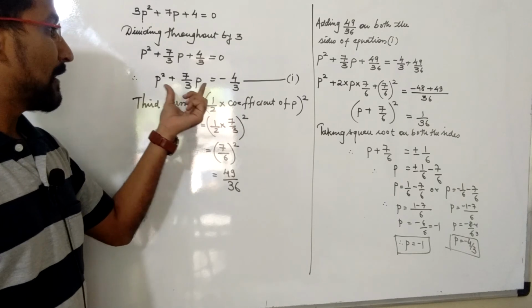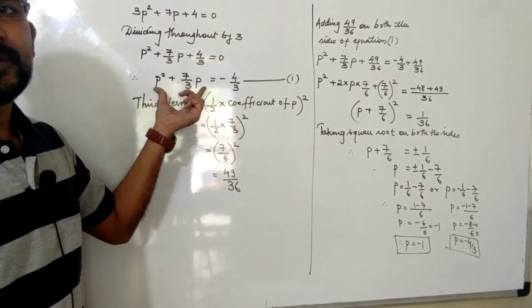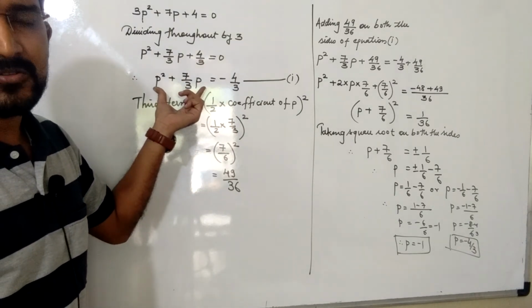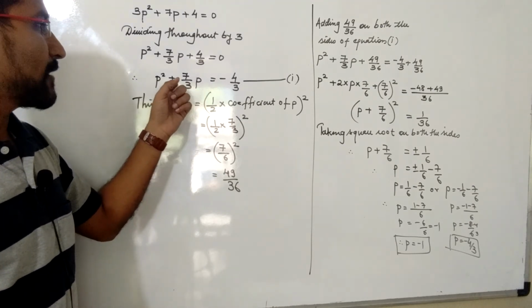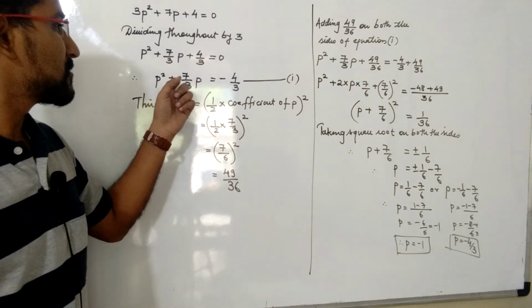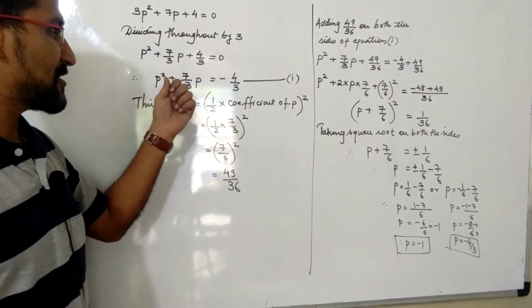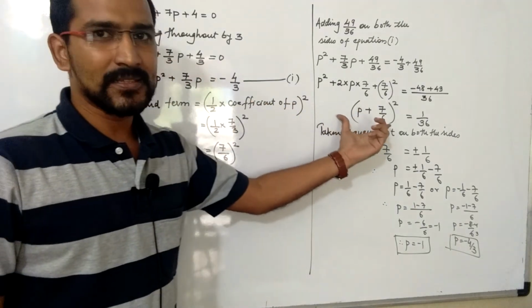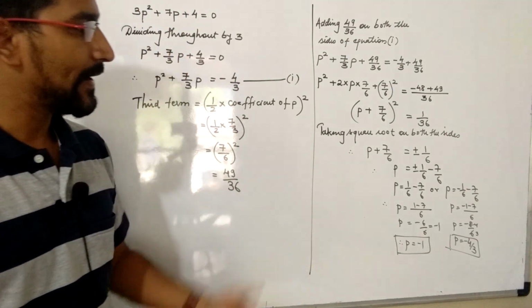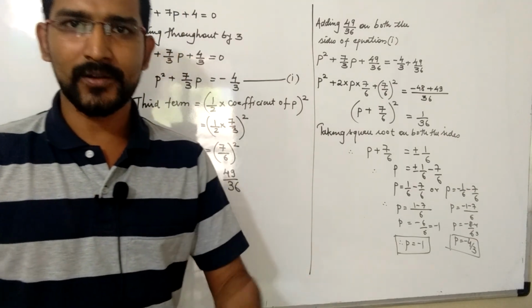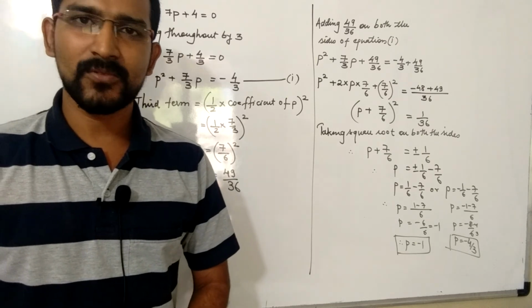Then you have to convert this in the form of a square plus 2ab plus b square, or a square minus 2ab plus b square. That will be decided by the sign present here. So here in this equation it is plus, so we'll convert this in the form of a plus b the whole square. So this is how we can solve any quadratic equation by completing square method.